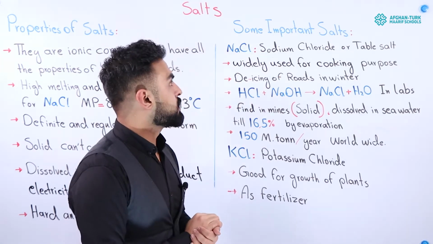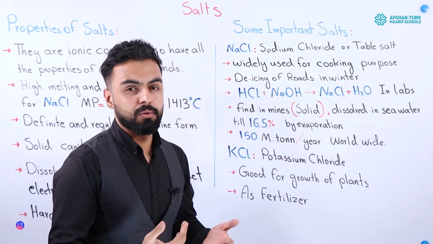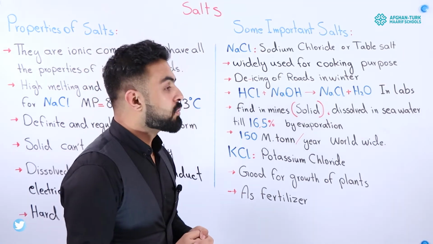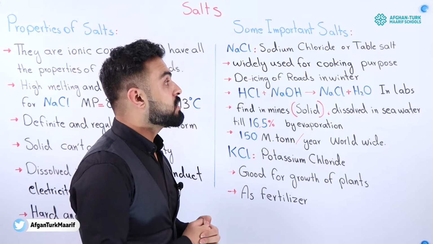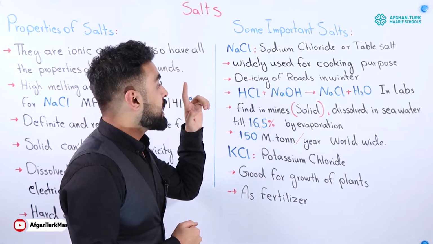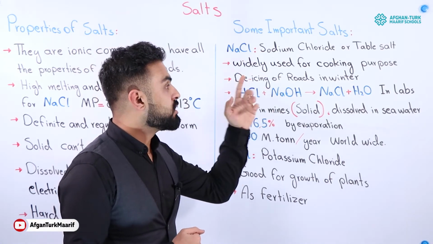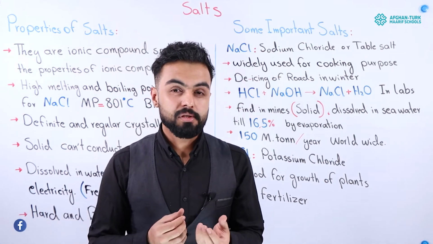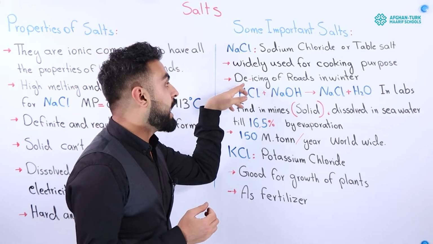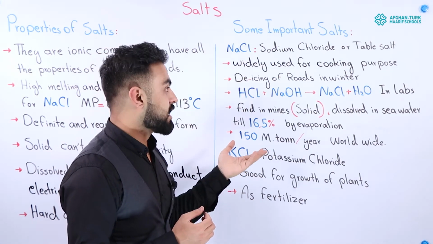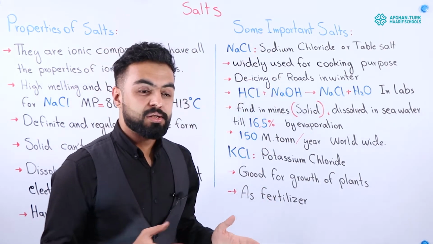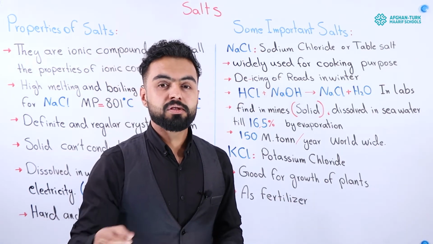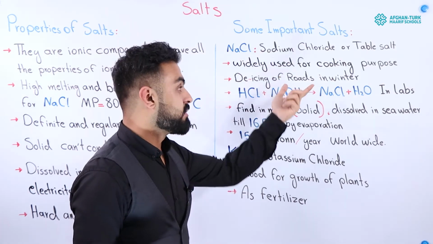Now, let's go to some important salts that we use. First one is NaCl, sodium chloride, or table salt. It is widely used for cooking purposes. We use it to make delicious foods. It is also used for de-icing of the roads in winter. In winter, when there is a lot of ice on the road, they pour salt to de-ice the road.